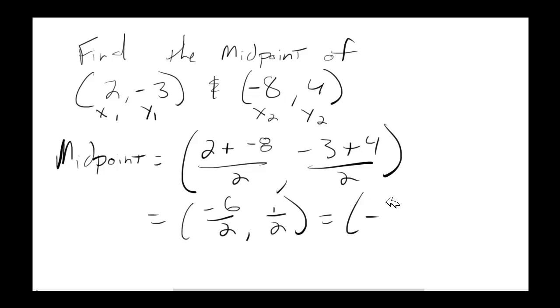And the final answer is minus 3, comma, 1 half. This is the point that is exactly in the middle of these two. That's midpoint. Alright, that's distance and midpoint formulas. You should be all set and ready to go.